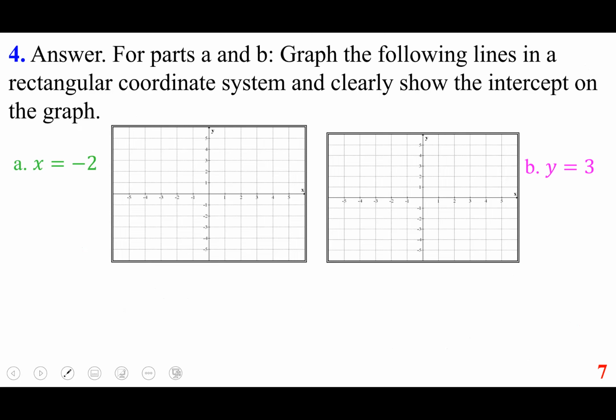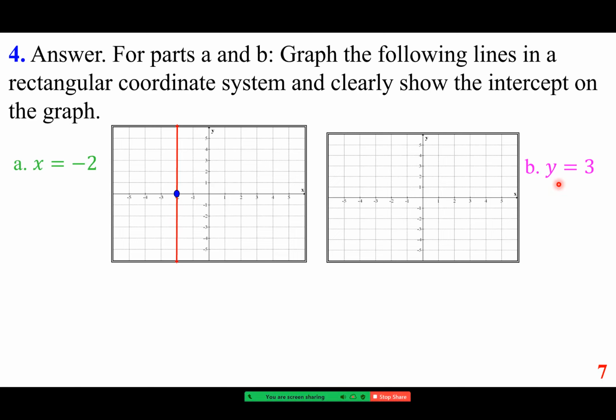Well, when we look at the first one, x equals negative 2, we remember this represents a vertical line, up and down. X equals negative 2 means the x-intercept is at (-2, 0). Right here, (-2, 0). So let me just move that. So that's (-2, 0). You draw a vertical line right then and there. So that's the graph for part B.